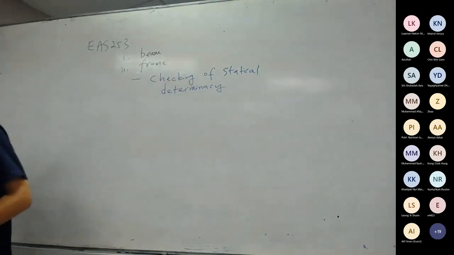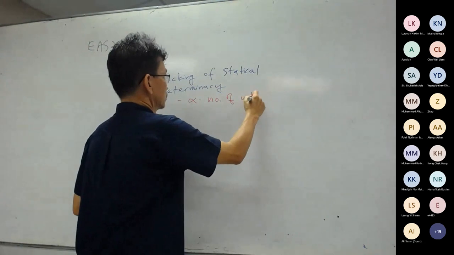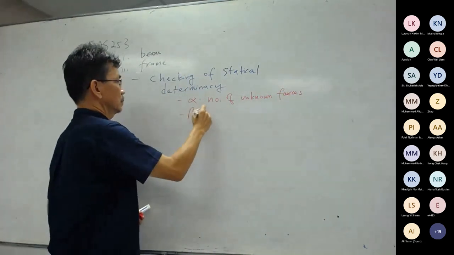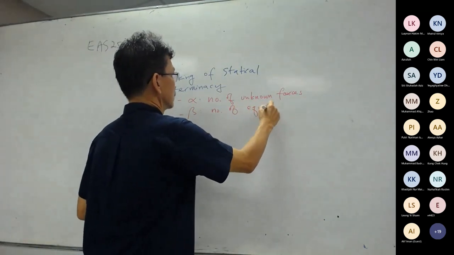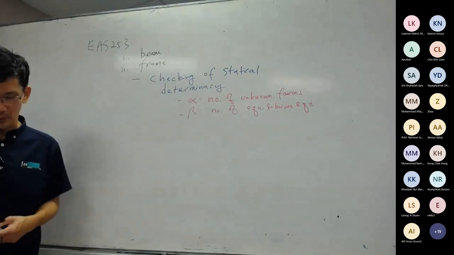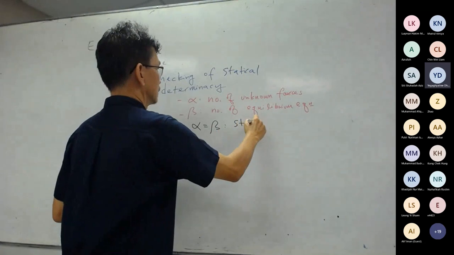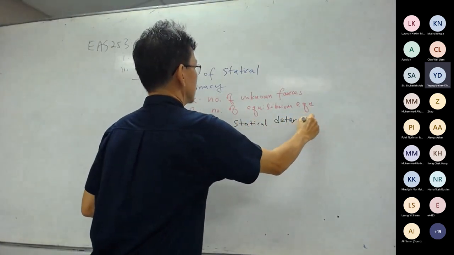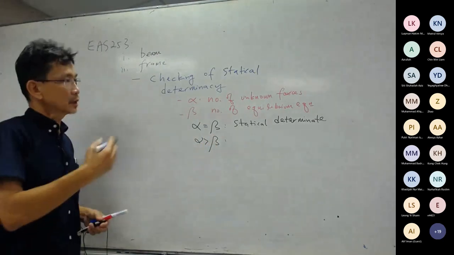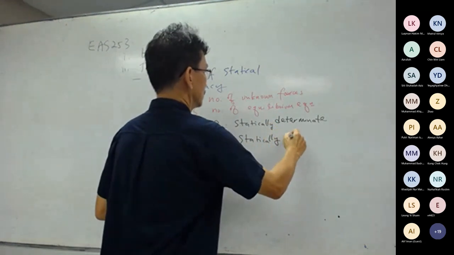Checking of statical determinacy means you have to do some checking, and you have to get alpha, which is the number of unknown forces, and beta, which is the number of equilibrium equations. Based on this, you have to make a conclusion. If alpha is equal to beta, then this is statically determinate. And if alpha is greater than beta, which is the number of unknown forces greater than the number of equilibrium equations, this is statically indeterminate.